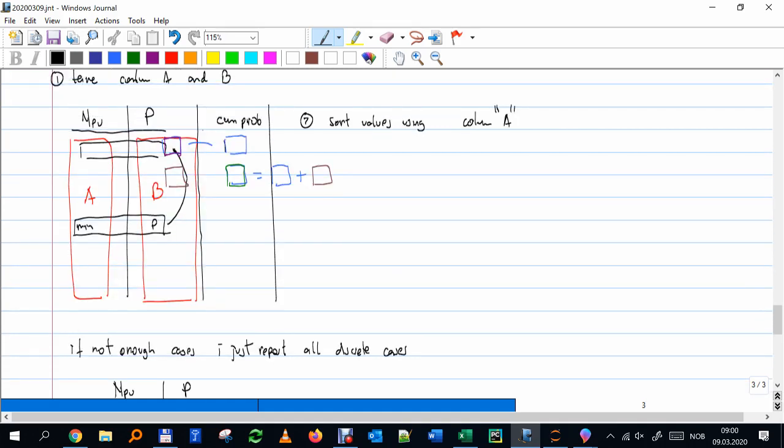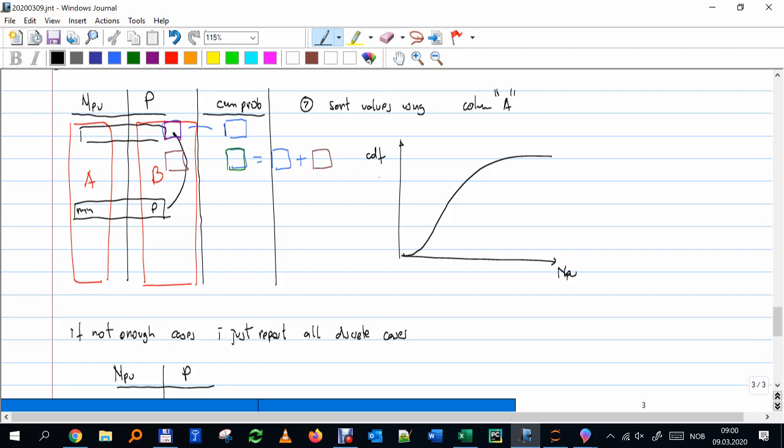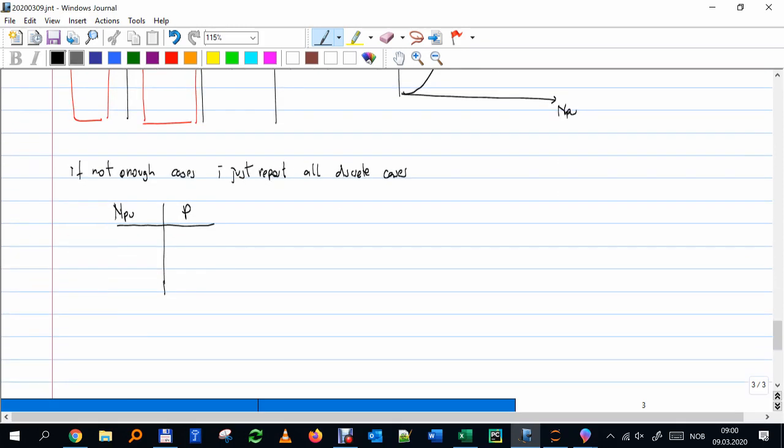Cumulative probability, and here I can calculate finally the NPU. So from the tree, depending how many branches, depending how many cases, you can actually get the same result as Monte Carlo or LHS. Okay, but if you have enough values. If you don't have enough, then simply just report all these discrete cases.